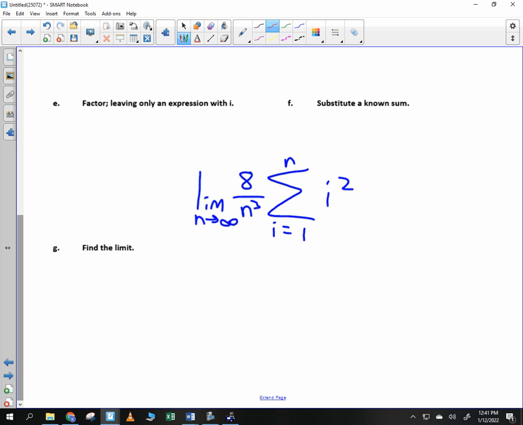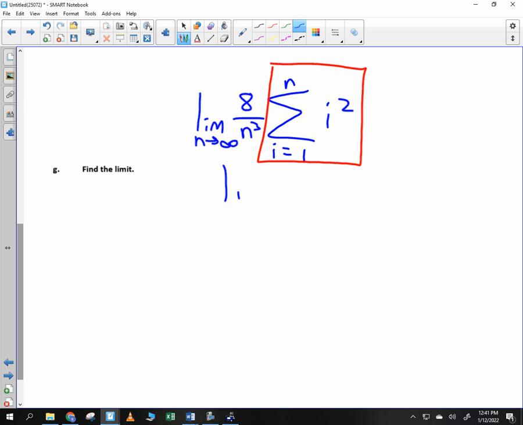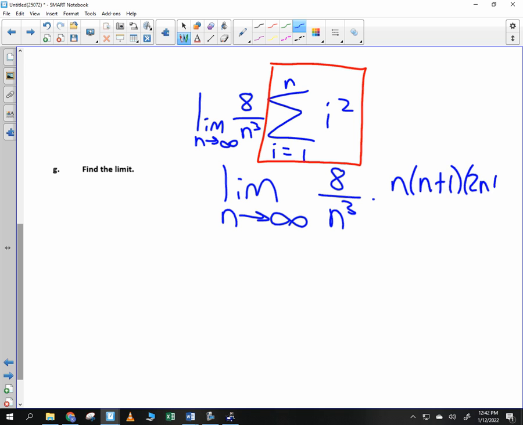Today, what we want to do is we just want to finish this. We need to substitute something for that. We need to substitute a known sum. This is saying the sum of the perfect squares. Well, fortunately, you have a formula for that. So this becomes, right here, the limit as n goes to infinity of 8 over n cubed times the sum from i equals 1 to n of i squared, which is n times n plus 1 times 2n plus 1 all over 6. Where did you find that, Colin? Yep, what I just gave to you. That's a sum that we know.